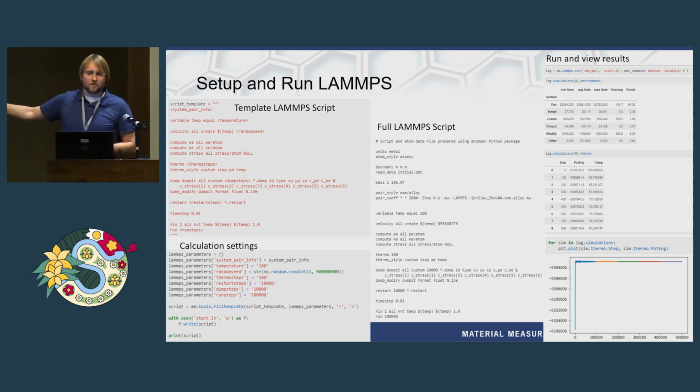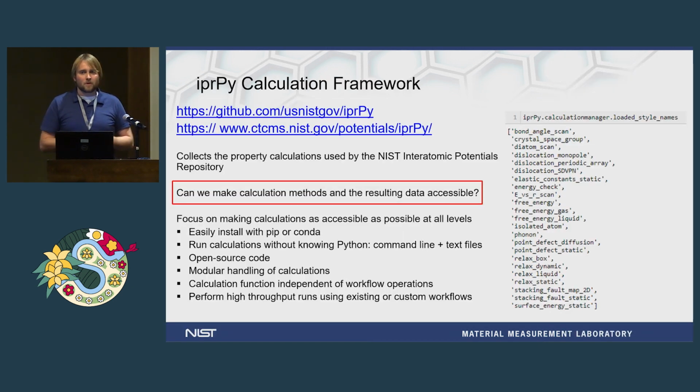What this allows essentially with AtomMan is you can design single Python scripts that allow you to run and develop and design calculations. So with AtomMan, it makes it possible to design those property calculations that I mentioned way back at the beginning. And so the final component, the final package of this whole stack, is the IPRPy calculation framework. And so what it does is it collects those complete property calculation scripts that are used by the NIST Interatomic Potentials repository for evaluating the properties of the different interatomic potentials.